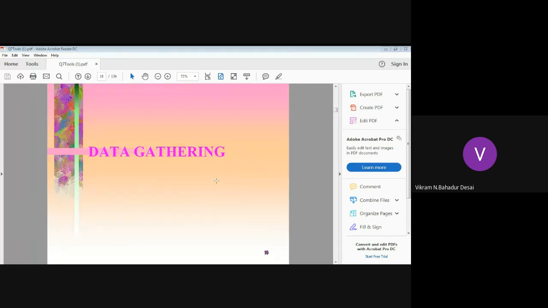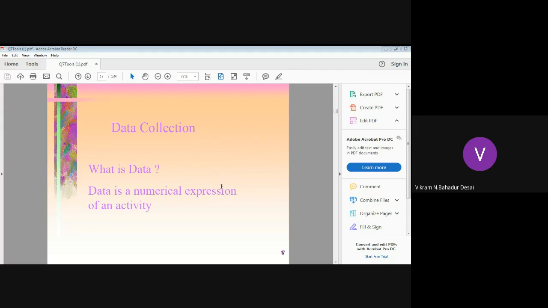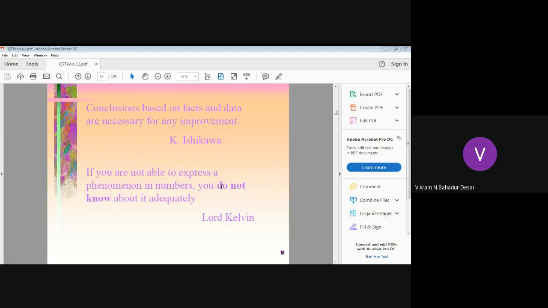Let us see them one by one. Data gathering is not that important, you know it. Numerical expression: conclusions based on facts, data are necessary and very important. Nowadays we talk about big data and artificial intelligence, so data is very important. Whatever data machines generate, we need to be able to capture. If you are not able to express phenomena in numbers, you do not know about it adequately. Whatever you measure, only then will you be able to control. That is very important.